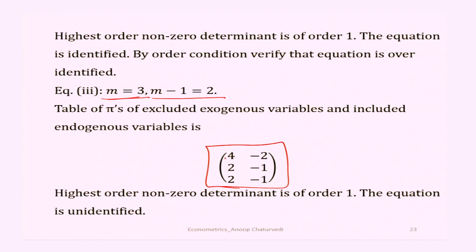Say if you take this matrix, it has determinant 0. If you take this matrix, it has determinant 0. So, the highest order non-zero determinant is of order 1, and m is 3. So, m minus 1 is 2. So, the equation is unidentified here. So, this is how you can check the identifiability of different equations using the reduced form coefficients.